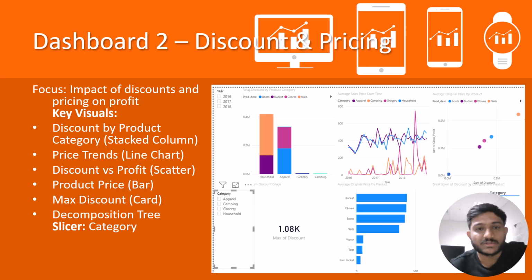This dashboard focused on discounts and pricing patterns. We included a scatter chart showing the relationship between discount and sales price and bar charts comparing average discount per category. A line chart displayed price trends over time and KPIs highlighted the highest discount and highest sell value. We added a slicer for product category so users can filter visuals to specific items. This dashboard helps analyze how discounts affect prices and which categories offer more discounts.